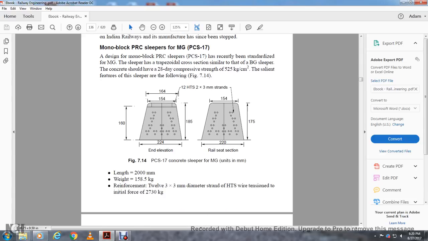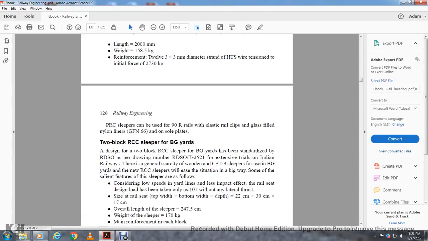Figure 7.14 shows the PCS 17 concrete sleeper, meter gauge, units in millimeters: 2,000 millimeters length, weight of 158.5 kilograms, reinforcement 12 by 3 millimeter diameter strand, HTS wire tension, and initial force of 230 kilograms.